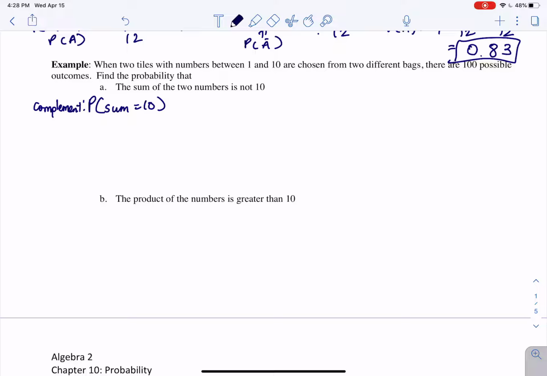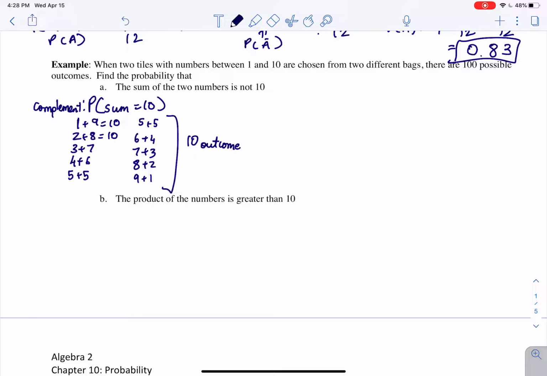Well, if I draw a 1 from the first bag, then my second tile has to be a 9 to equal 10. If I draw a 2, the second thing has to be an 8. If I draw a 3, it has to be 7. 4 has to be 6. If I draw a 5, I have to get 5. If I draw a 5 from the other bag, I have to get 5 again. If I draw a 6, I can get 4, 7 and 3, 8 and 2, 9 and 1. So there are 10 different outcomes that come out of this, where they equal 10.